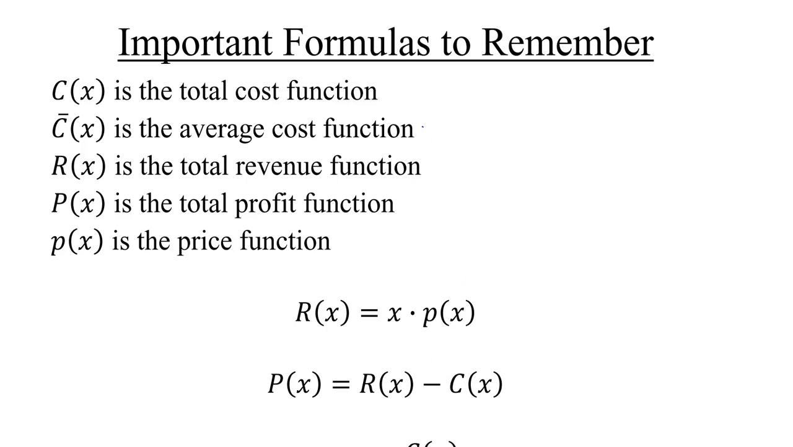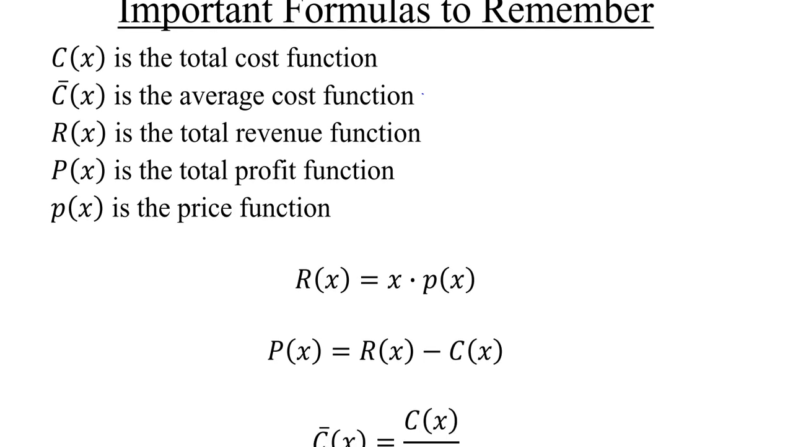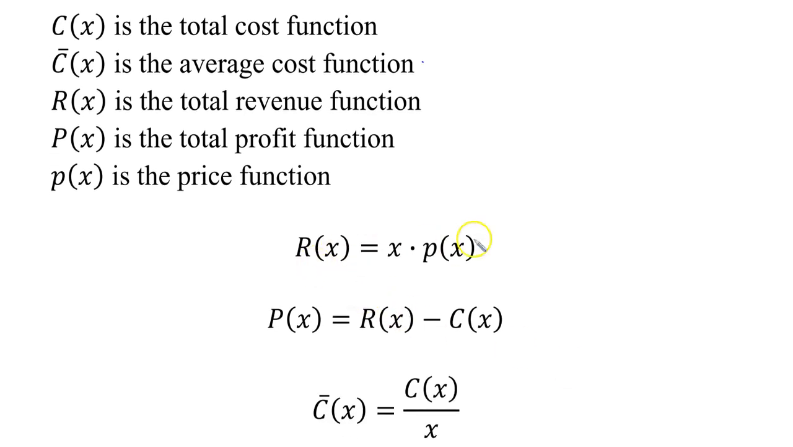So that's actually down here. Revenue is total revenue, R of X. P of X is total profit. Little p of X is our price function, also sometimes known as the demand function. So these are just some reminders. If we have little p of X, to create revenue, we do X times little p of X, or this is actually also known as the number of units.